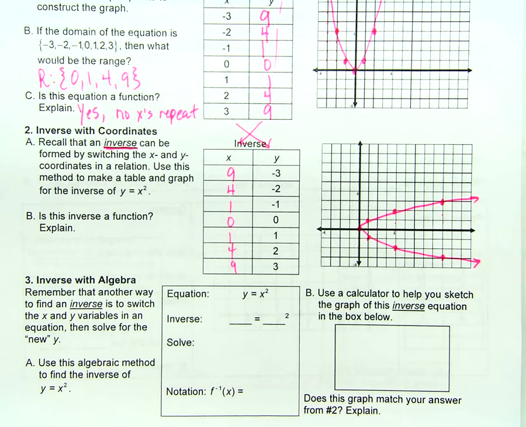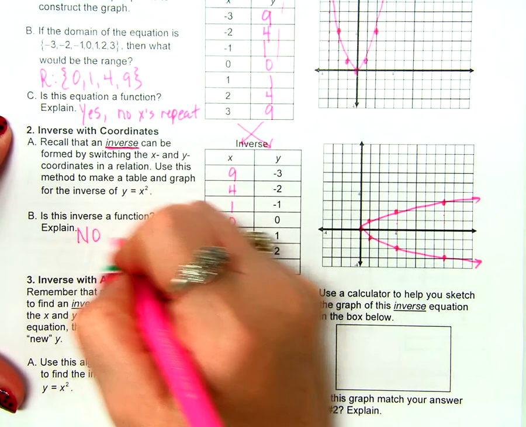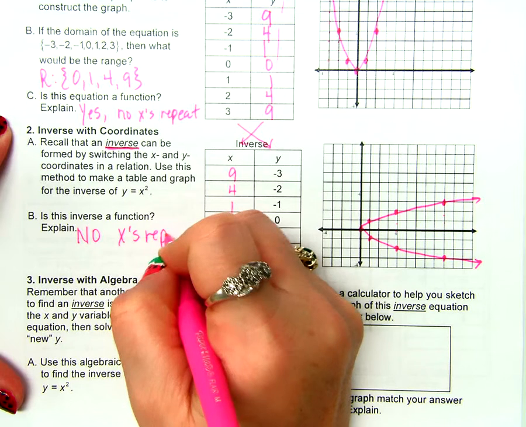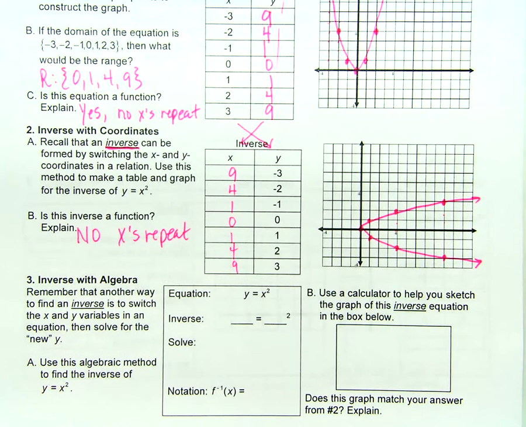Okay, so is this a function? No. Why do you say that? Oh, x's repeat. What's another way you can say it? Very good. It does not pass the vertical line test, right?